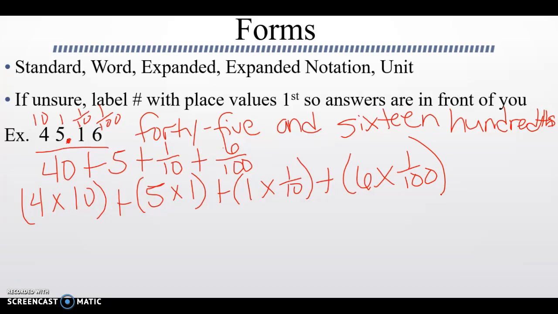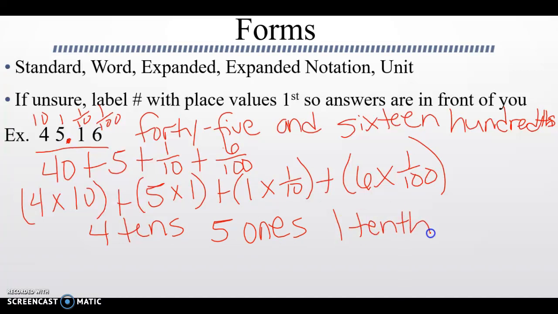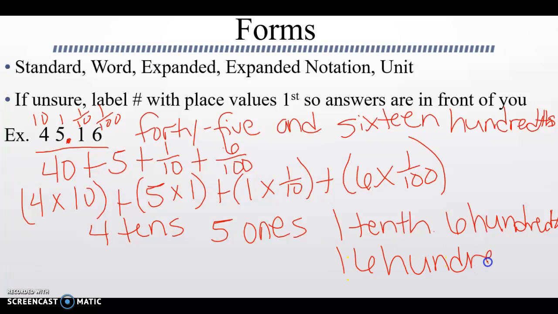And we have the unit form. You're basically telling how many of each place value there are. So 4 tens, 5 ones, 1 tenth, and 6 hundredths. Or you could put 16 hundredths. Both of those work.